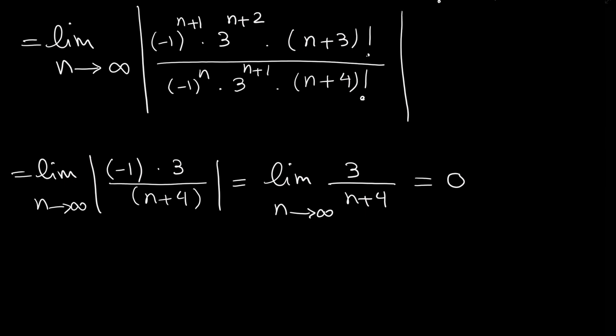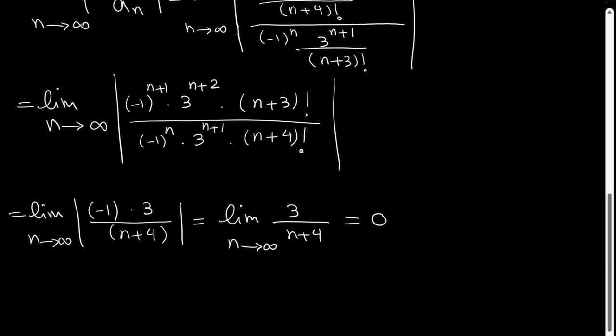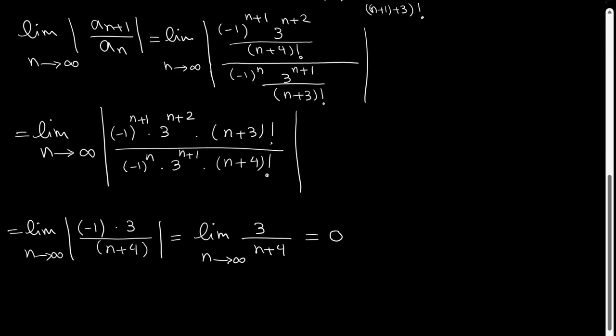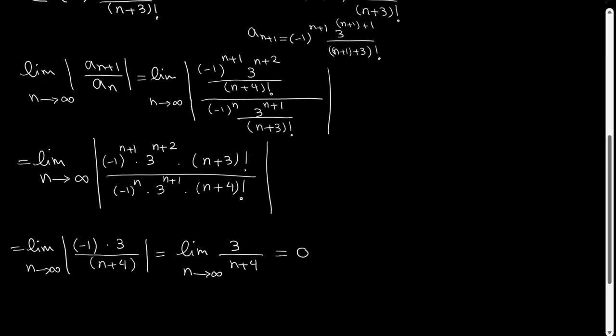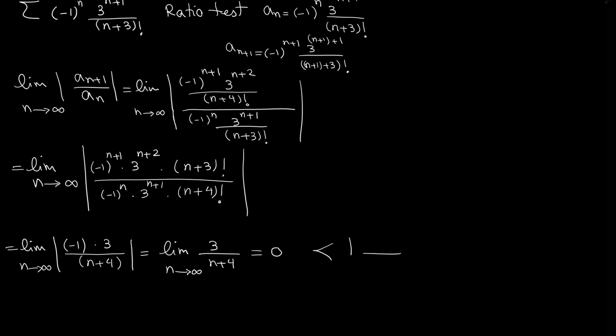So we used the ratio test here for this series, and the limit is equal to 0. By the ratio test, if the limit is less than 1, then sigma a_n converges and converges absolutely. So this series converges absolutely.